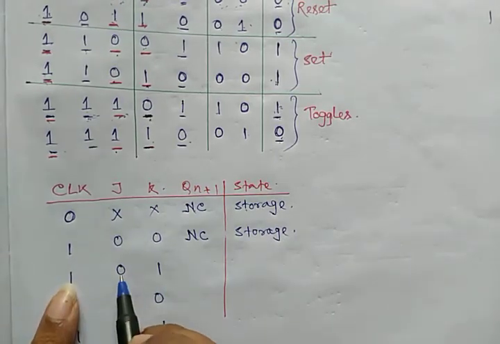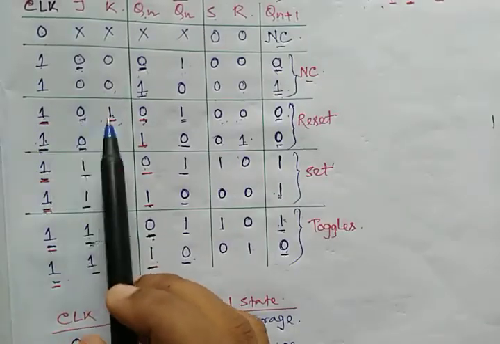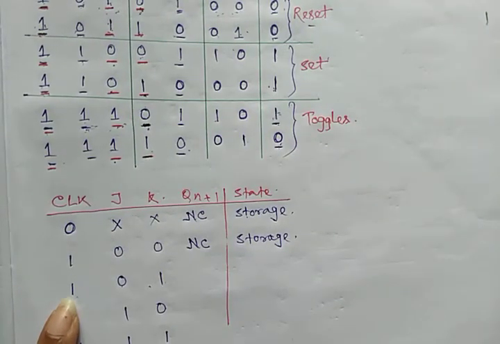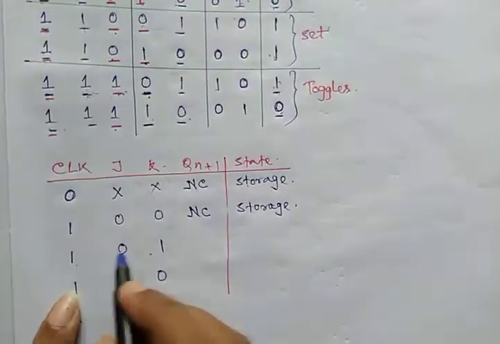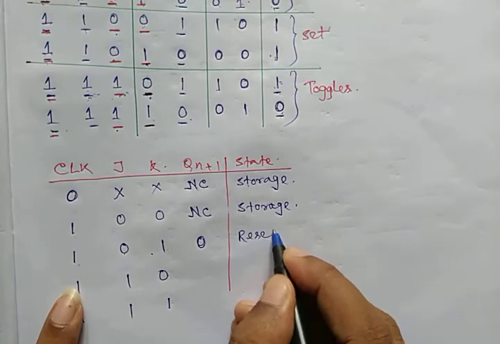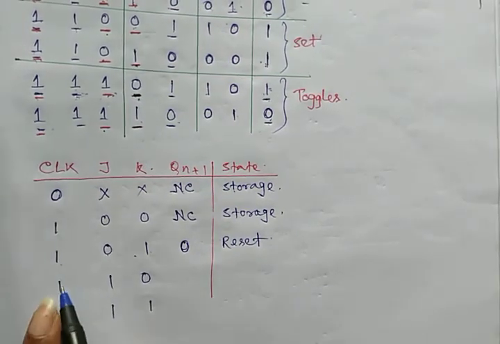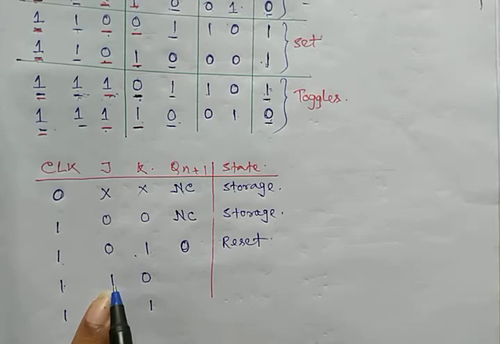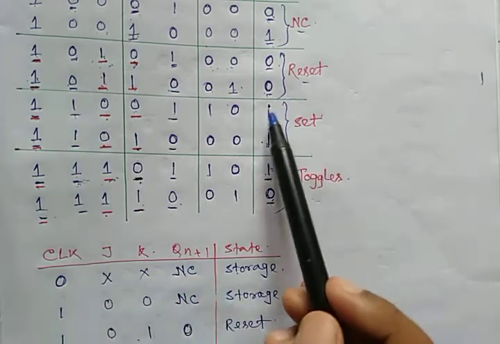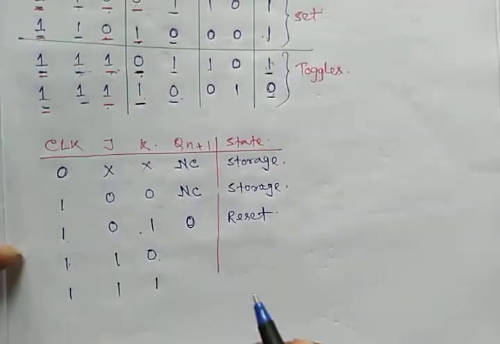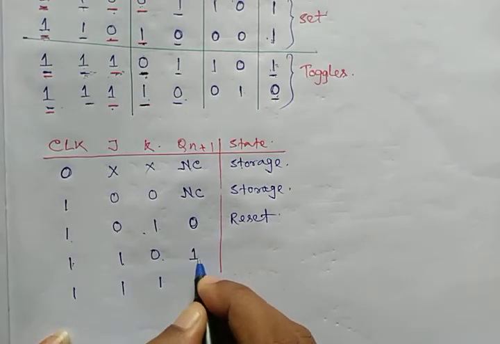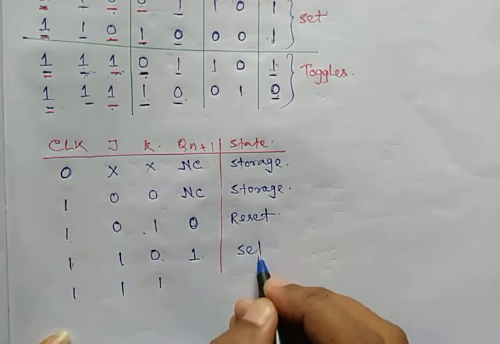Clock is 1, input is 0, 1. Output is reset. Reset means 0 value. So Qn plus 1 is 0. We can say it is reset. Okay. When clock is 1, input is 1, 0. Both the cases output is 1. So we can say output is 1 and it is set condition.